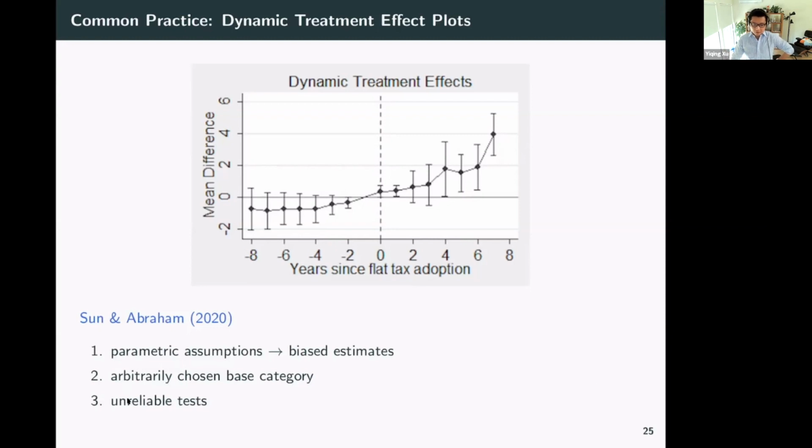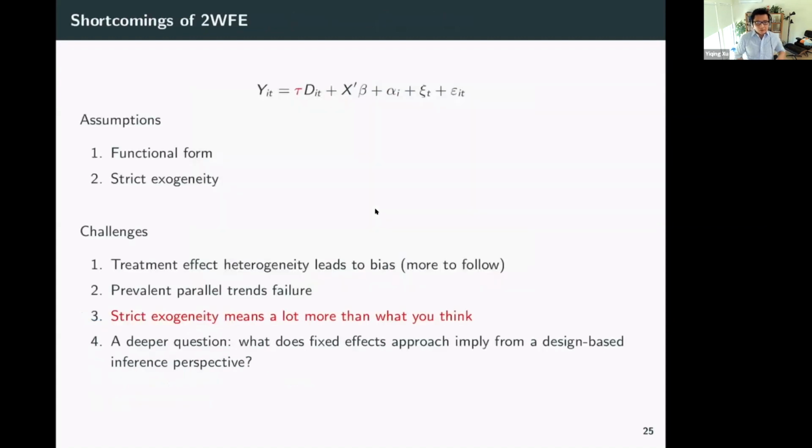And the test is unreliable because not only do you have a multiple testing problem, but because you chose an arbitrary category and test against this category, we're not sure what we're testing against. You're not testing against parallel trends, you're testing whether the other periods are statistically different from the period right before treatment. This may be meaningful, may be indicative, but there's no guarantee. So there's some problem with that, and we will try to address this on Wednesday. Okay, so I just talked about prevalent parallel trends failure, so we want to address this issue if we can, if we have enough data.